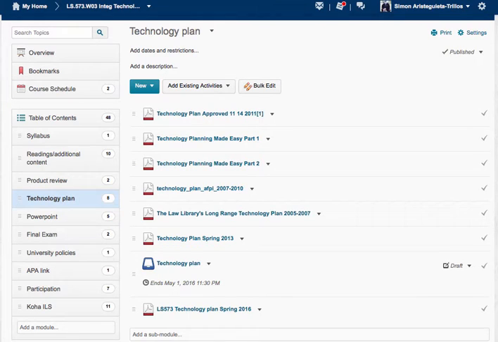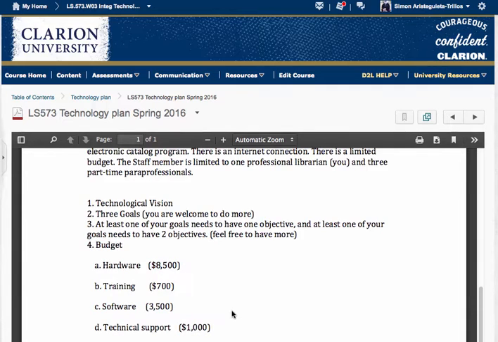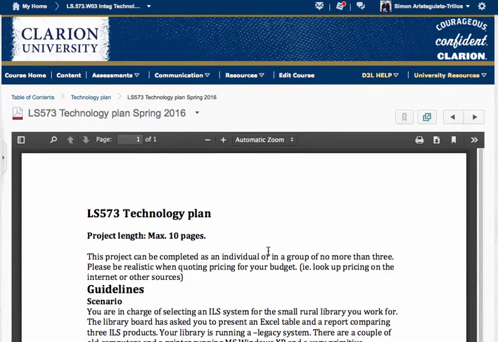Okay, welcome to LS573, and what we're going to do today is talk about the technology plan. So let's go see the instructions of the technology plan for this semester. Okay, so here it is, LS573 Technology Plan.